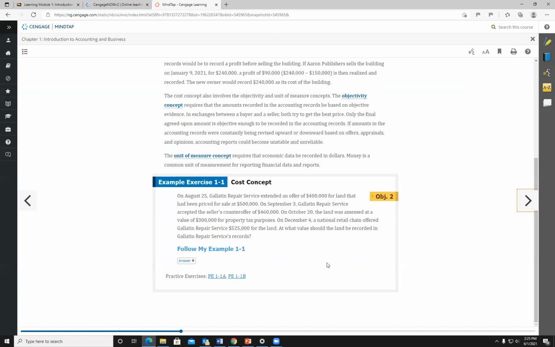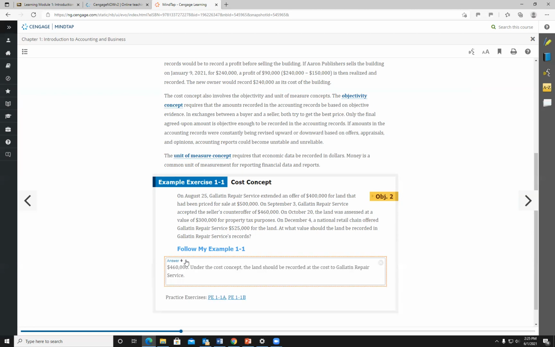Again, you only record the purchase price. So here, on September 3rd, Gallatin Repair Services accepted the seller's counteroffer of $460,000. So that should be the amount you record.